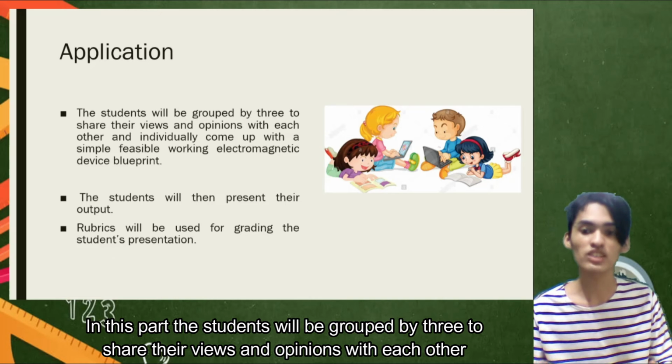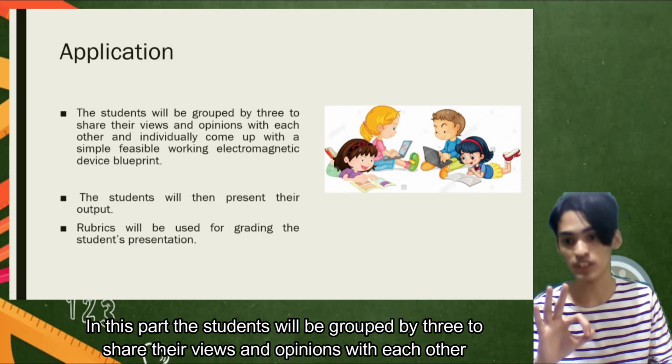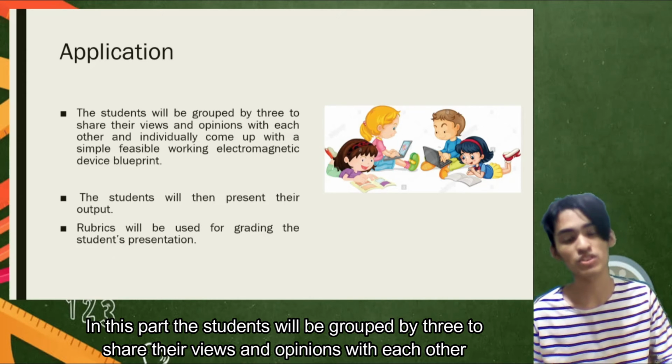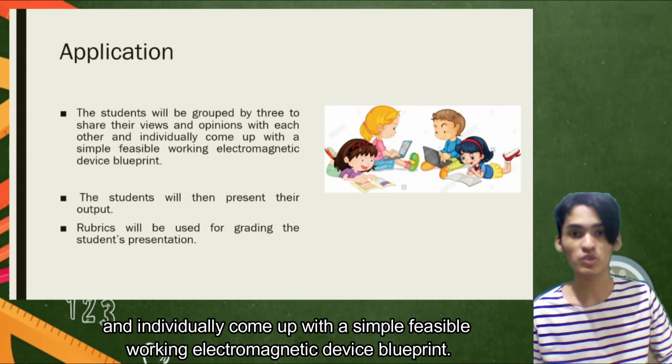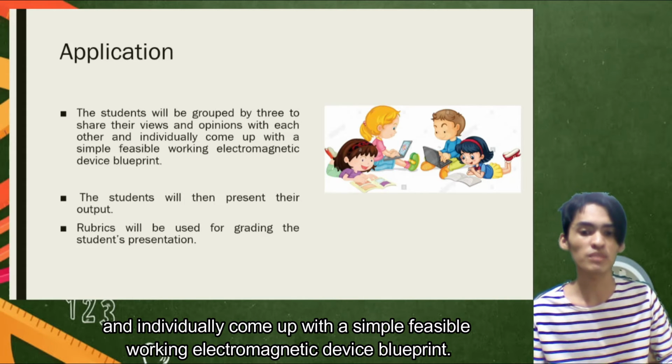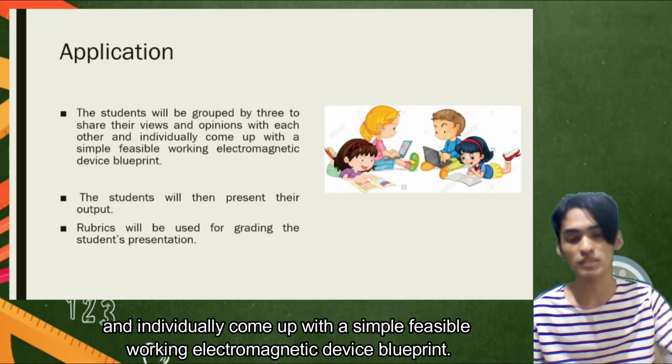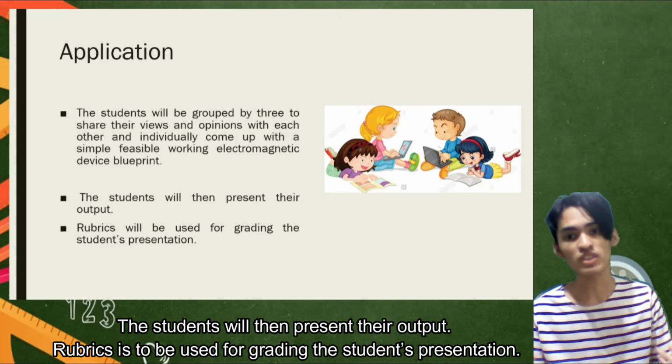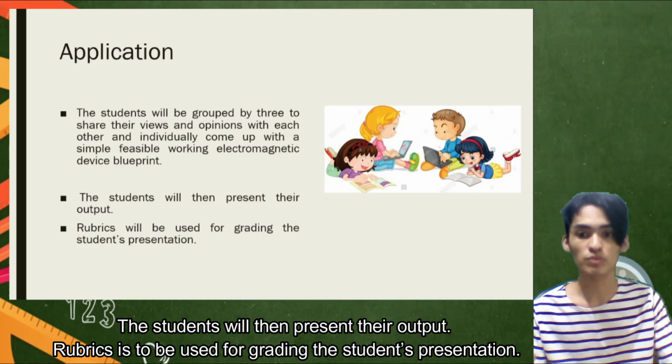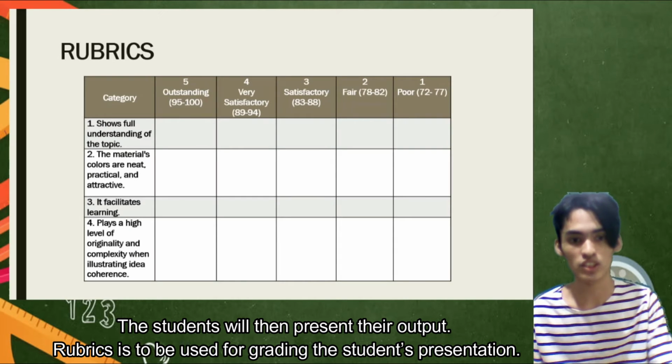In this part, the students will be grouped by three to share their views and opinions with each other, and individually come up with a simple, visible working electromagnetic device blueprint. The students will then present their output. Rubrics are to be used for grading the students' presentation.